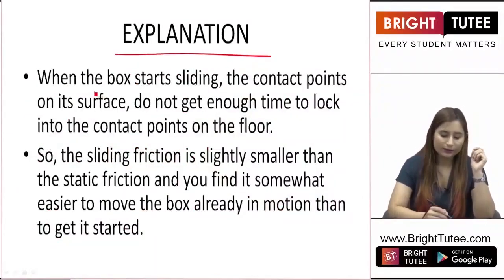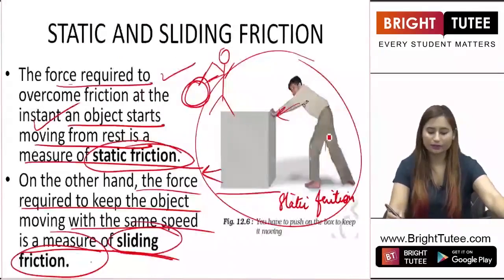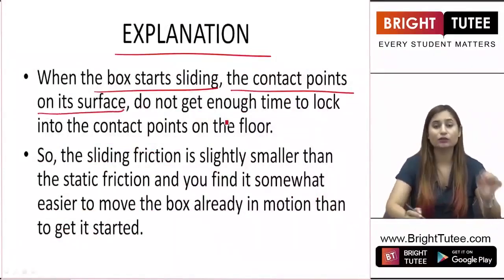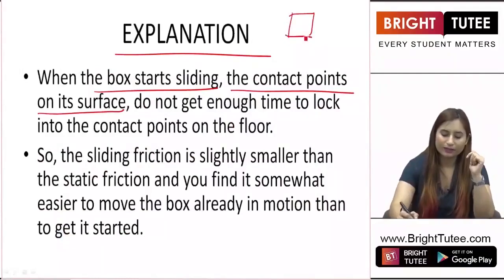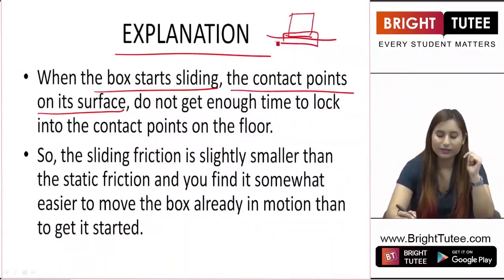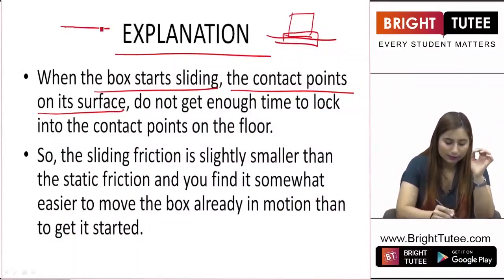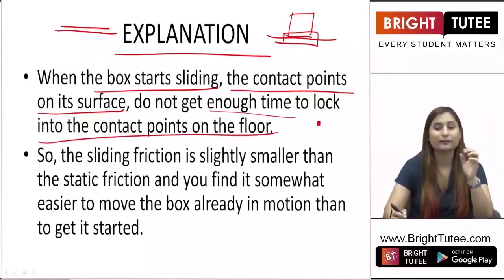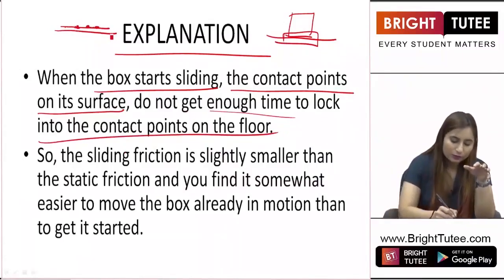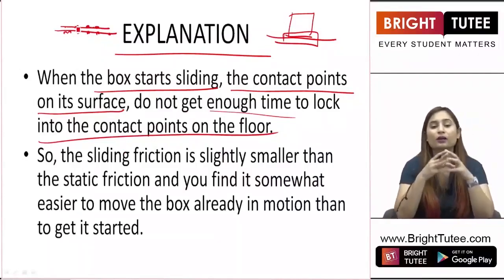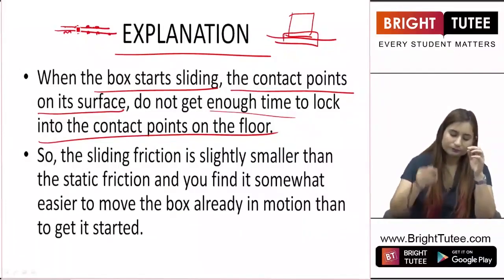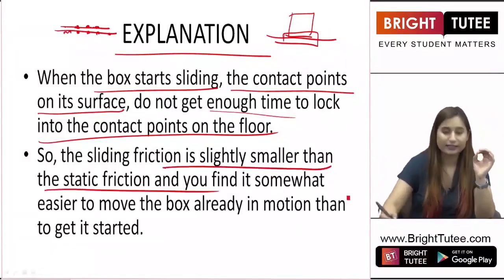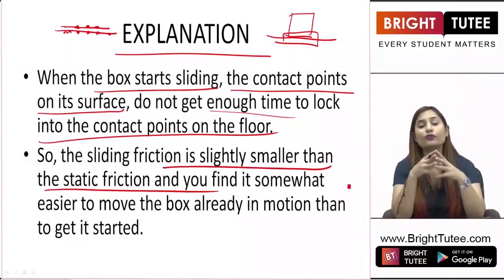Now explanation: when the box starts sliding, there is a picture in front of you, right? When the box starts sliding, the contact points on the surface, there was the box and there is the ground. Now this is the area where we can see the contact. Now the contact points of the box and the ground do not get enough time to lock into the contact points of the floor. Hence the box starts moving. So the sliding friction is slightly smaller than the static friction. It is easier to move a moving body.